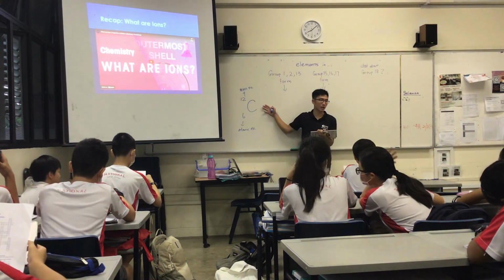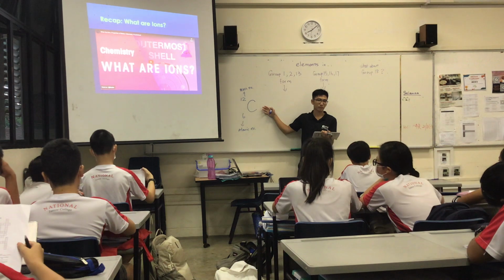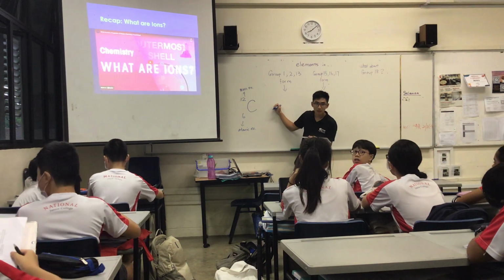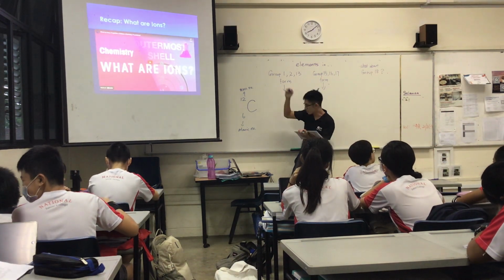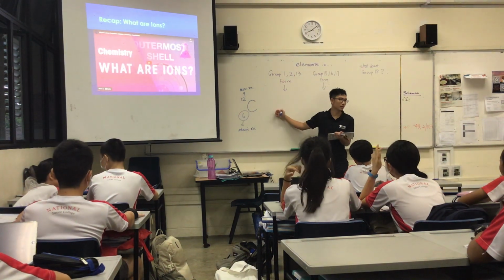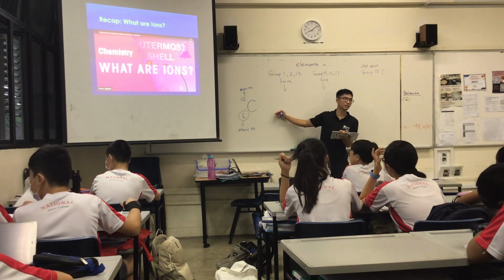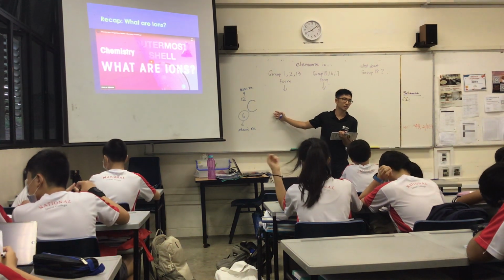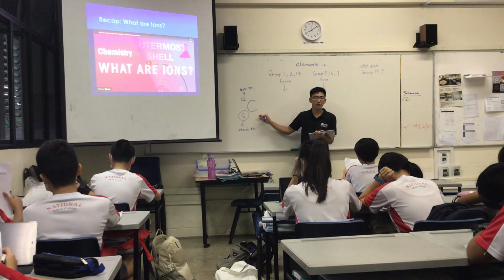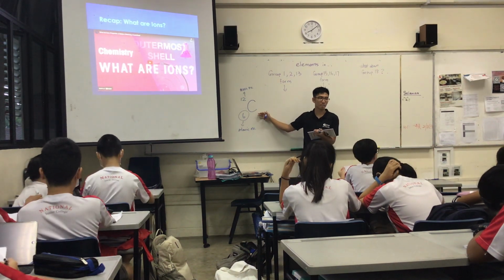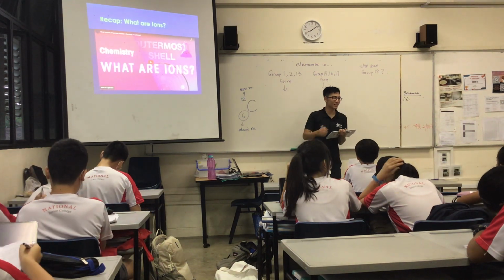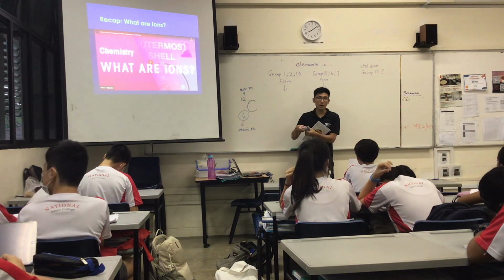Number of protons for carbon? Megan? Number of protons for carbon? 6, okay. Number of protons for carbon, 6. How many electrons are there for carbon? Adora? 6, okay, 6 electrons. How many neutrons are there in carbon? 6, okay? So we've learned quite a lot of things.